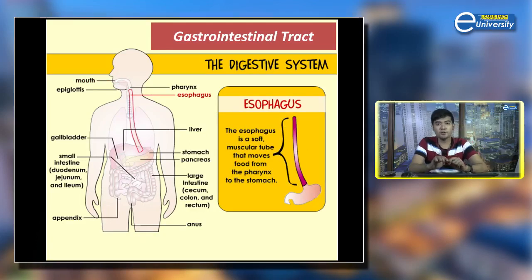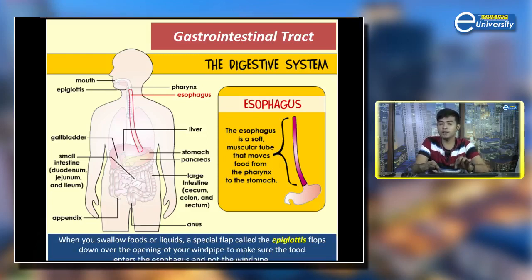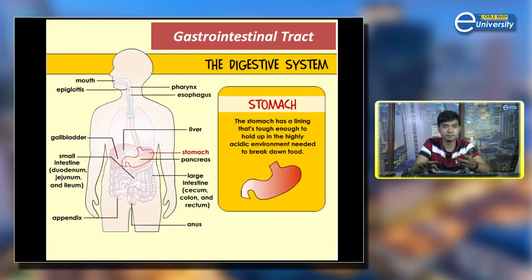Next is the esophagus. The esophagus is a soft muscular tube that moves food from the pharynx to the stomach. When you swallow food or liquids, a special flap called the epiglottis flaps down over the opening of our windpipe to make sure the food enters the esophagus and not the windpipe. The main function of the epiglottis is that it protects or covers the esophagus and the trachea. When we are inhaling, the epiglottis will cover the esophagus. But when we are eating, the epiglottis will cover the trachea and open the esophagus.